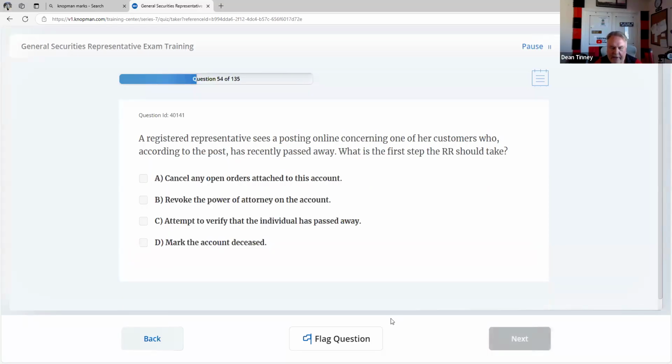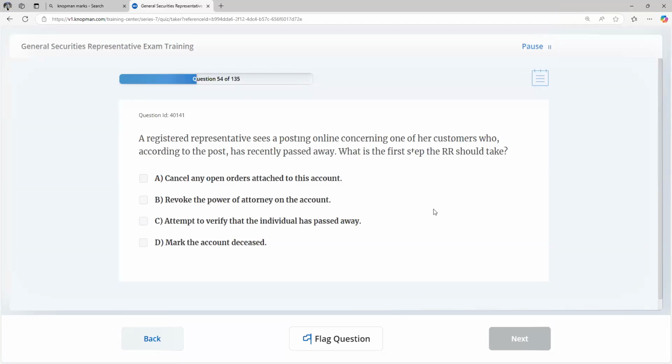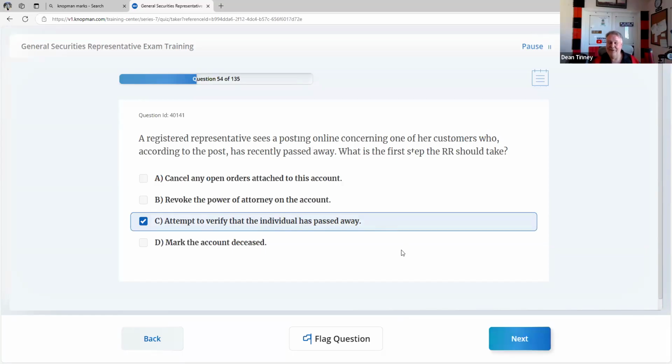A registered rep sees a posting online concerning one of her customers who, according to the post, has recently passed away. What is the first step the RR should take? I would attempt to verify that she actually passed away, make sure.